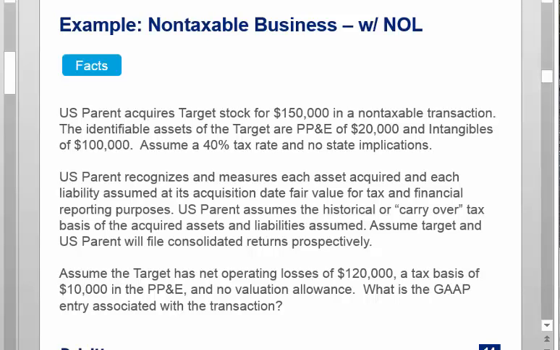We do our PPA, carry over our tax historical basis, and the target has an NOL. So up to that point, the first two paragraphs sound like the example we just did. Bought stock, no basis step up, books does a PPA, tax has historical cost, we compute our deferred taxes, we book our entry through Goodwill, it's all good. The only thing we're adding here is the last part. Assume target has an NOL of $120,000, a tax basis that's low in the PPE, and no valuation allowance. What's the GAAP entry associated with the transaction?